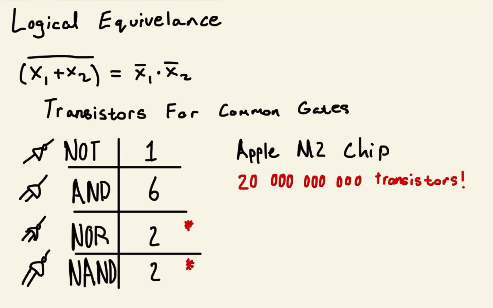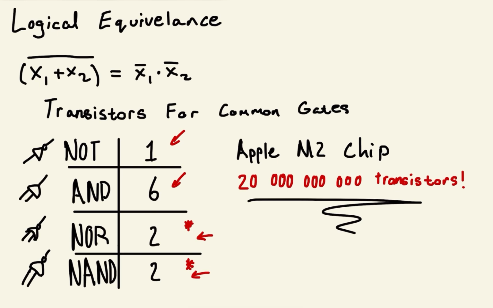Let's quickly take a look at how many transistors it takes to manufacture some of the common gates that we've seen. For a NOT gate, it takes 1 transistor. For an AND gate, it takes 6 transistors. And for the NOR and NAND gates, it only takes 2 transistors. This is very useful as NOR and NAND gates can be used to build complicated logical circuits without the same cost of, say, an AND gate.